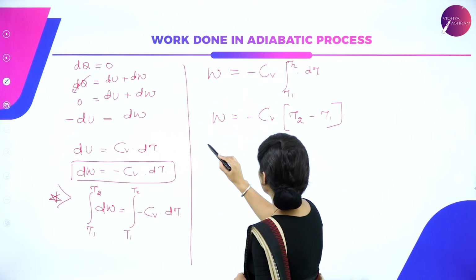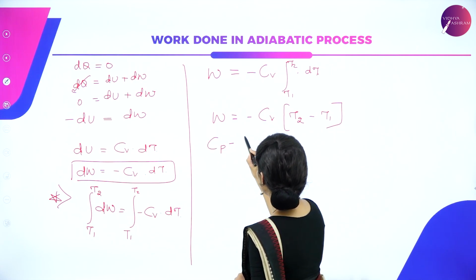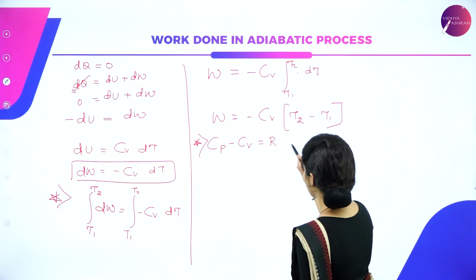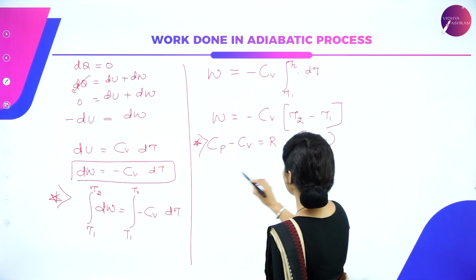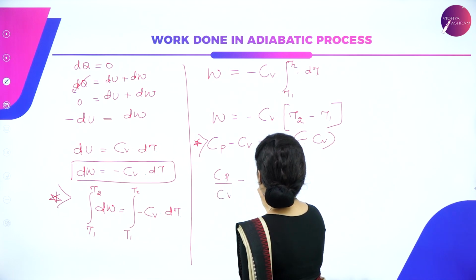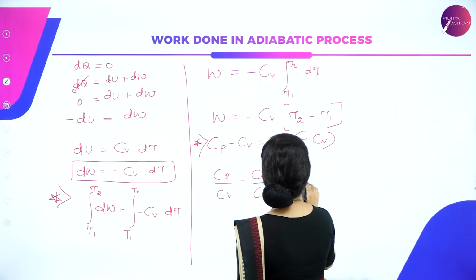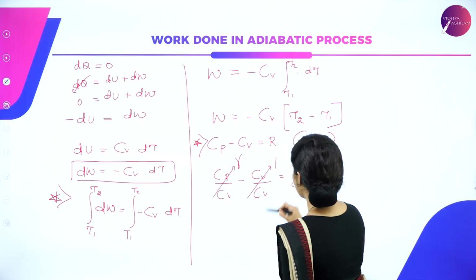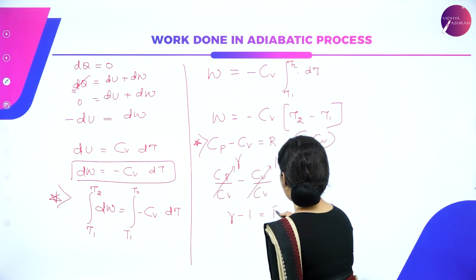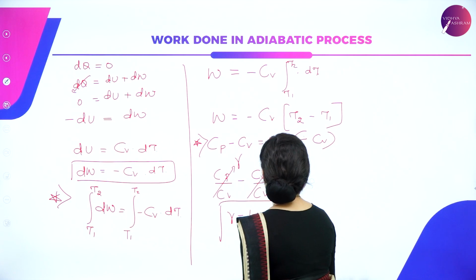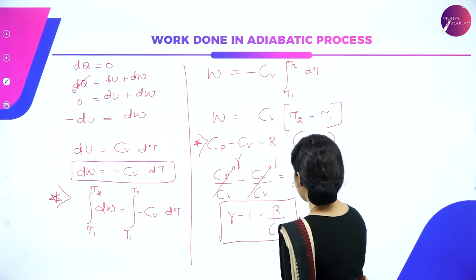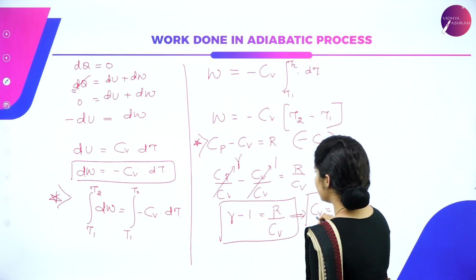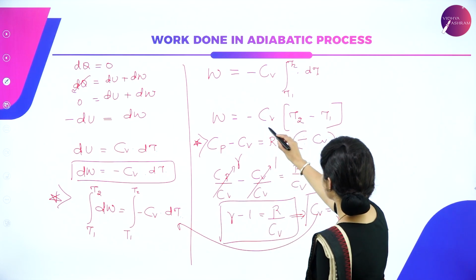Now we know that Cp minus Cv is equal to R. This is a known condition. Divide this equation completely by Cv. So Cp by Cv minus Cv by Cv is equal to R by Cv. Cp by Cv is the notation gamma, and Cv by Cv is just 1. So we have gamma minus 1 is equal to R divided by Cv. Then we can write Cv is equal to R divided by gamma minus 1. Apply this condition to Cv.